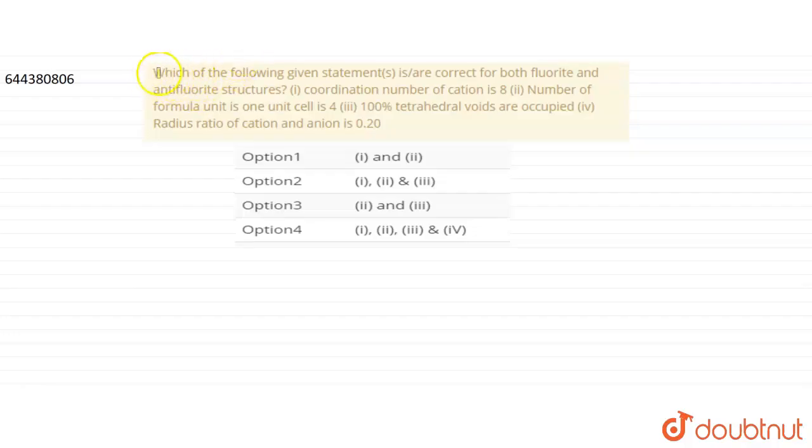Hello students, I hope you all are doing good. So today our question is like this: which of the following given statements are correct for both fluorite and antifluorite structures? We need to give the correct statement about the fluorite and antifluorite structure which is correct for both the structures. Our first statement is: coordination number of cation is 8.